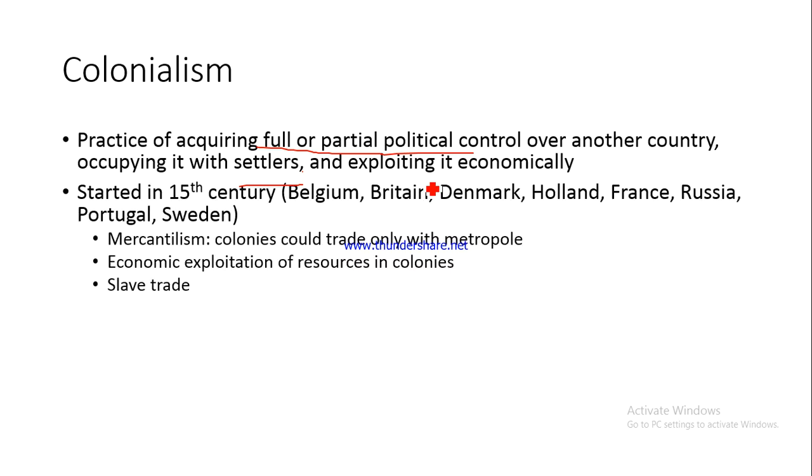Now please understand what basically happened in colonialism. It basically started in the 15th century, right? And the initial colonial countries were Belgium, Britain, Denmark, Holland, France, Russia, Portugal and Sweden. Now please understand, most of these countries, in fact all of them, are part of the European continent.